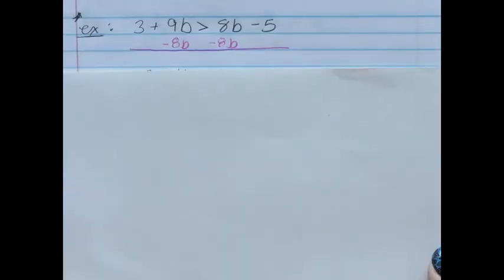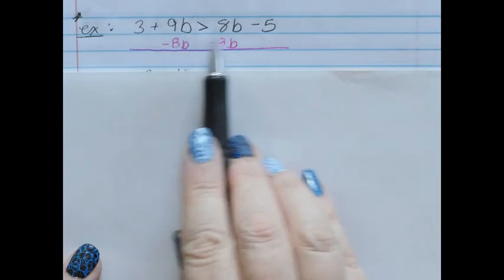Okay, new example. We have 3 plus 9b is greater than 8b minus 5. Now again, when you do these inequalities, please, please, please do the variables first. It will make it less confusing. So I am dealing with the b's.